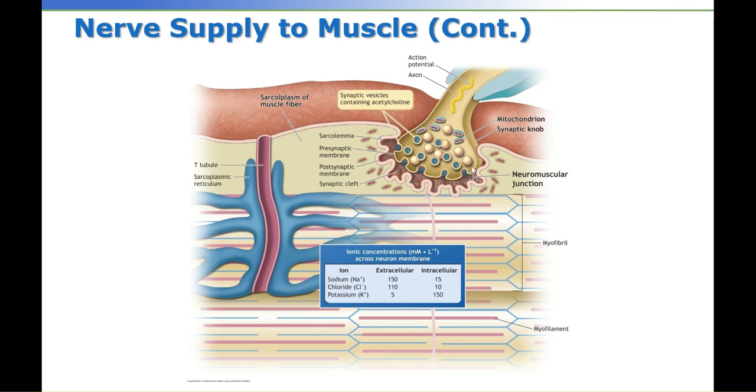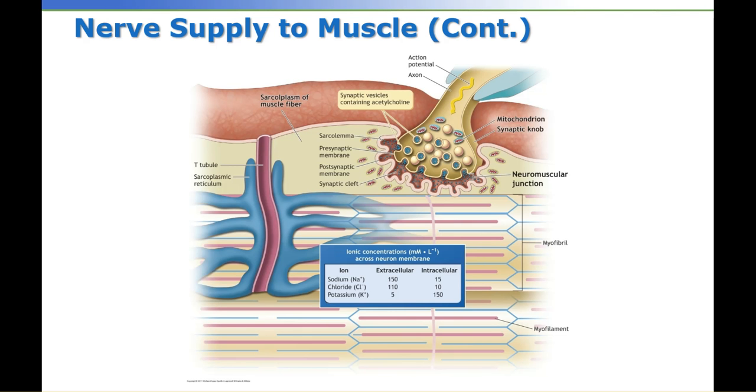And that's what this is here, going into a muscle sarcolemma or sarcoplasm of a muscle fiber. So this is going into a muscle fiber, okay? Neuromuscular junction, acetylcholine, action potential. We'll talk a little bit more about that.